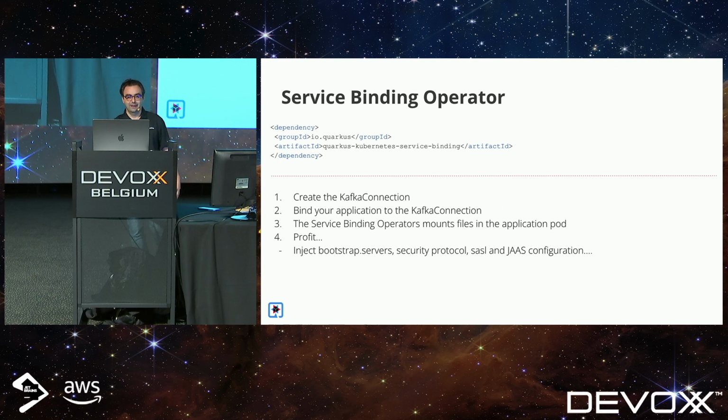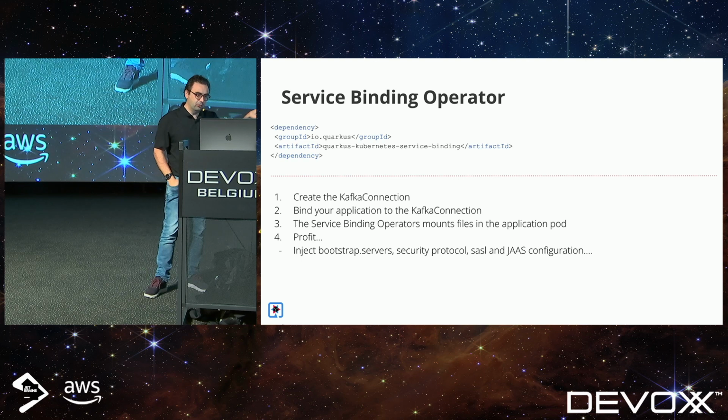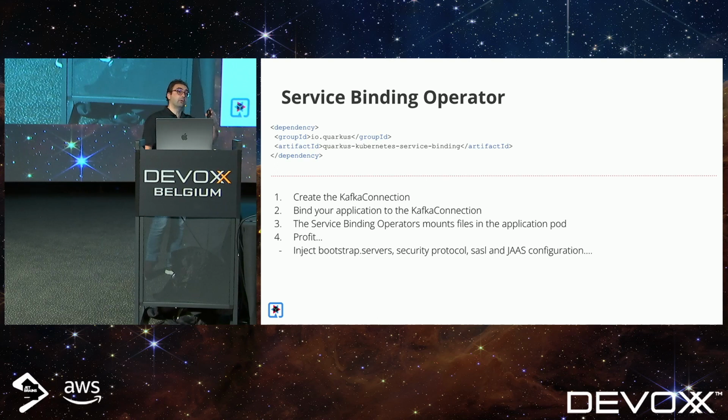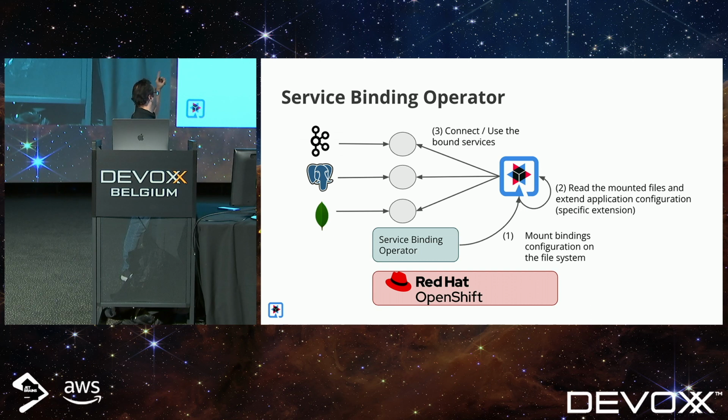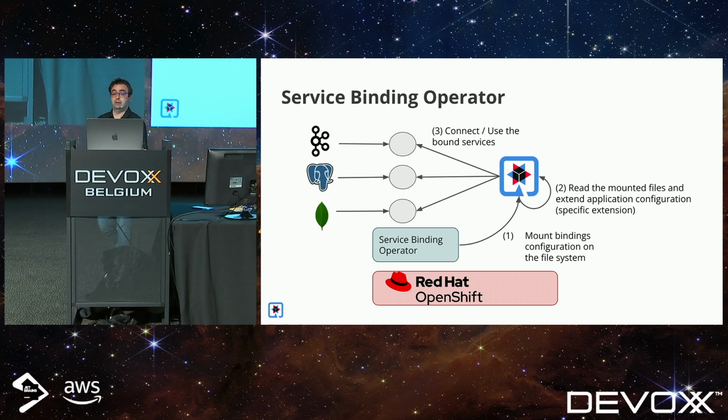So how it works, it's really how Kubernetes works. It's going to mount files, we detect them, and things like that. So it's pretty cool. And it exists for Kafka, but also for databases and things like that. I just wanted to mention it for Kafka. So basically, we have the service binding operators. You have your service connection, so Kafka, Postgres, Mongo. We have more right now. The service binding operator will find the one you need, will bind, will mount the configurations, and Quarkus will automatically read it, inject it, and you're good.